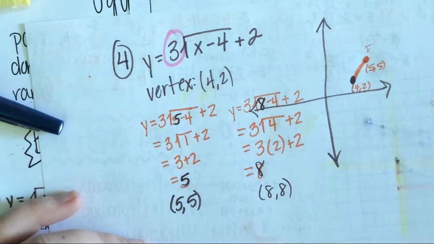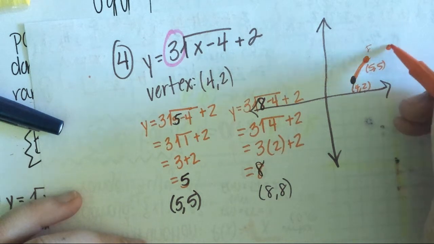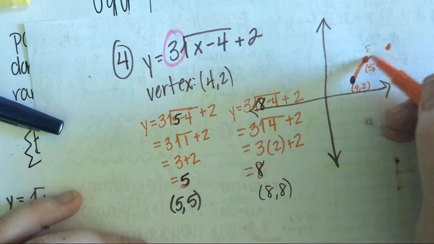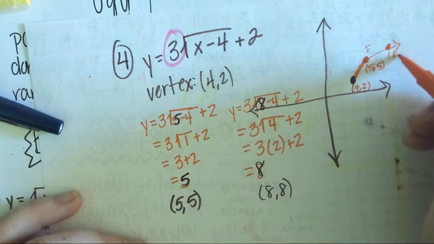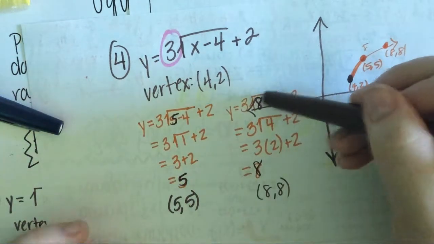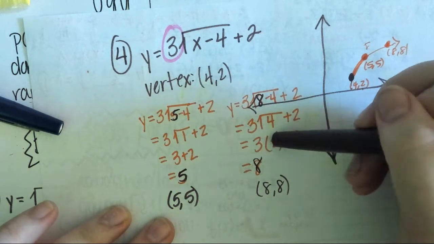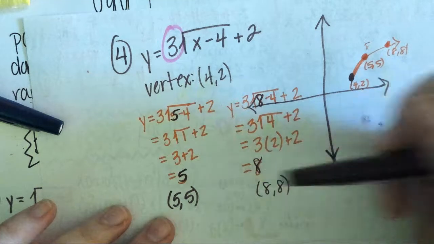Wait, you get the square root and then you add 3? Wait. You picked 8. I did 8 minus 4, I got 4. I know the square root of 4 is 2. I did 3 times 2, I got 6. I did 6 plus 2, I got 8.